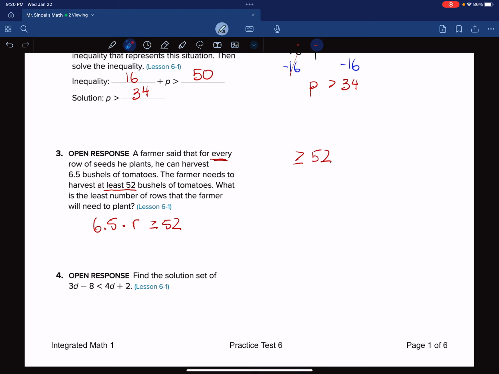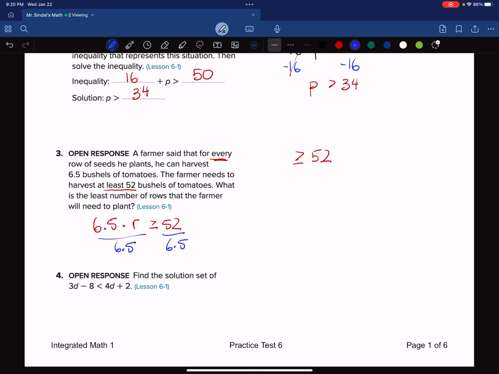So all I need to do in this one, this is a decimal, that's a multiplication. I need to undo this multiplication. Right now, R is being multiplied by 6.5. The opposite of multiply by 6.5 is to divide by 6.5. Divide both sides by 6.5, and that's going to give us our answer.